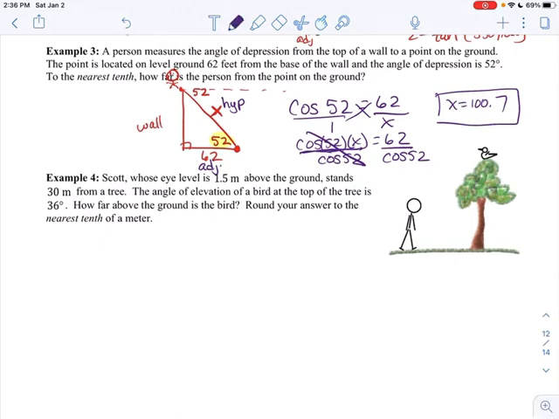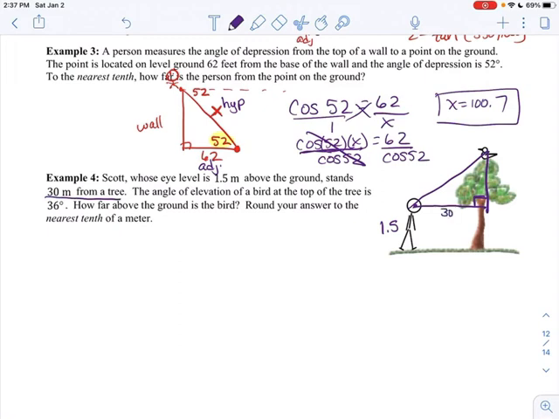And the last one. Scott, whose eye level is 1.5 meters above the ground, stands 30 meters from a tree. The angle of elevation of a bird at the top of the tree is 36 degrees. How far above the ground is the bird? This is a little bit different because I am making a right triangle with Scott's eyes. Okay, so here's my right triangle. He is 1.5 meters above the ground, his eyes are at least. He stands 30 meters from a tree, so this is 30. He's 30 meters from the tree.